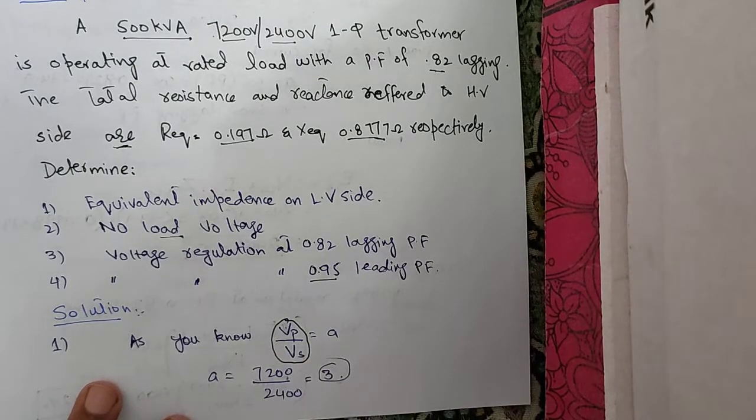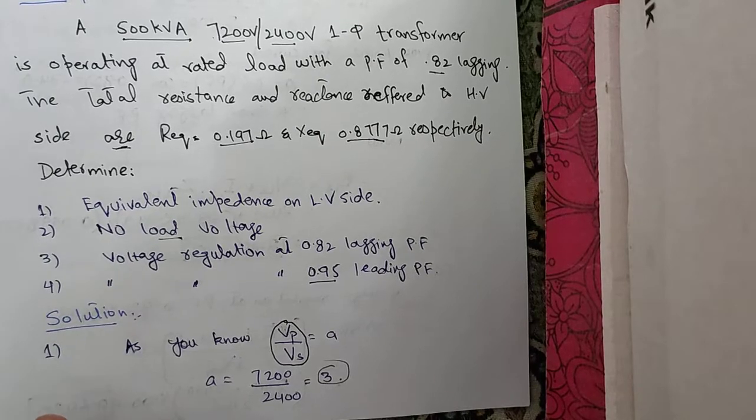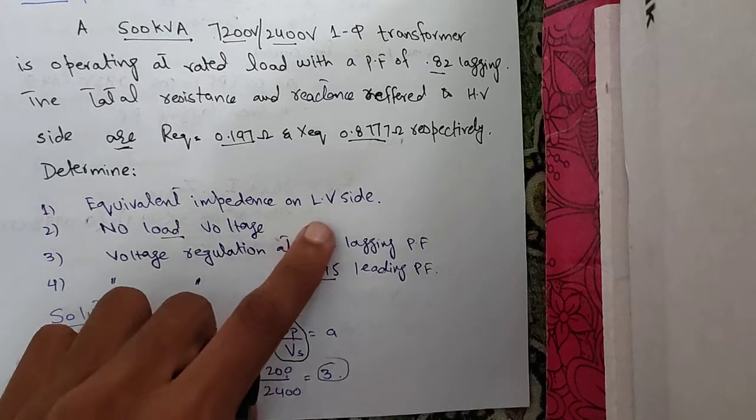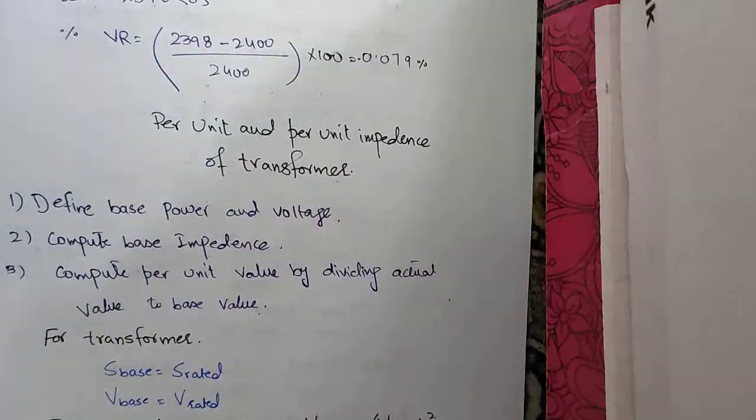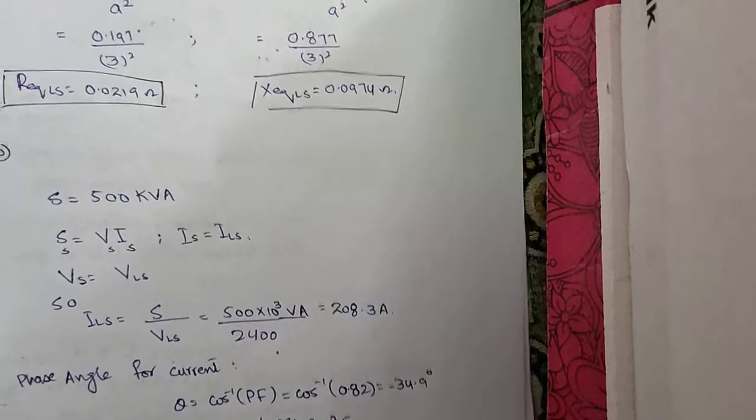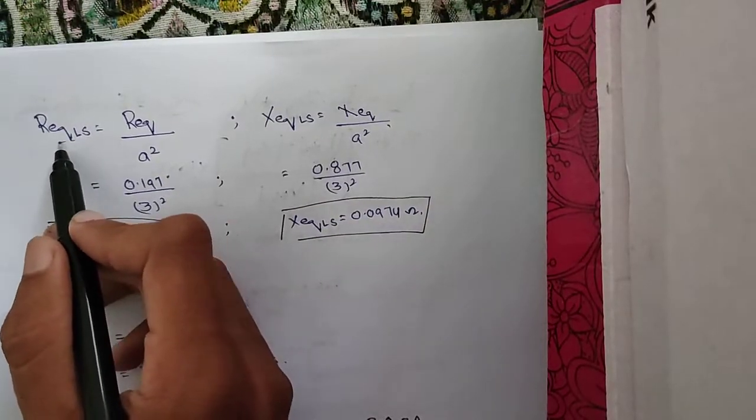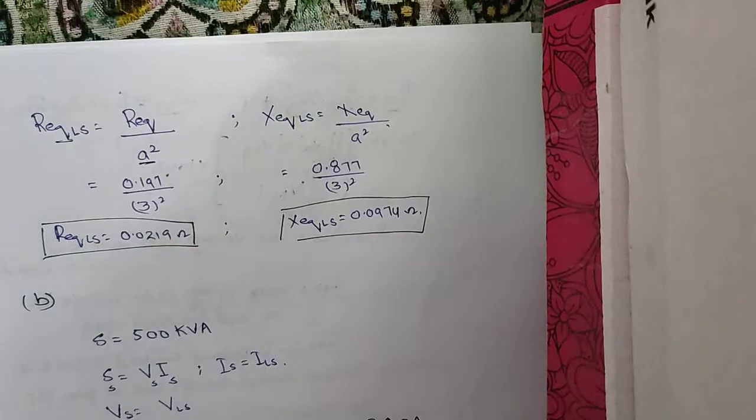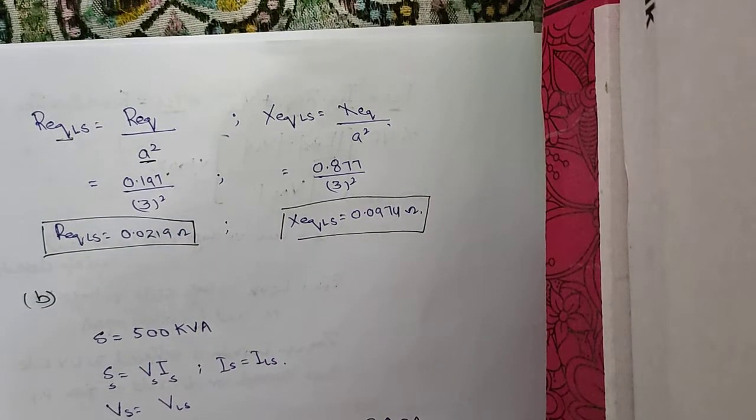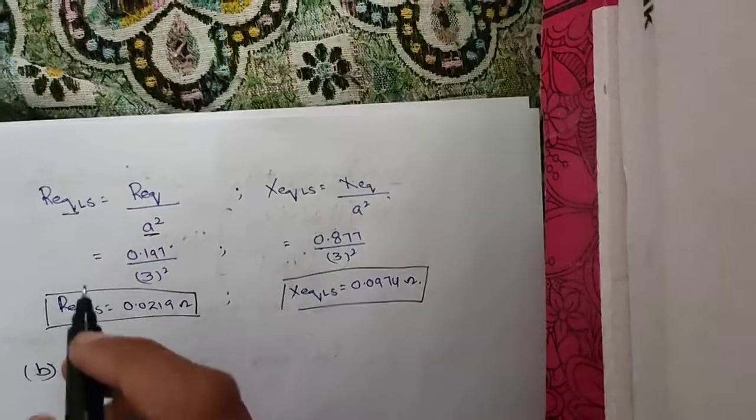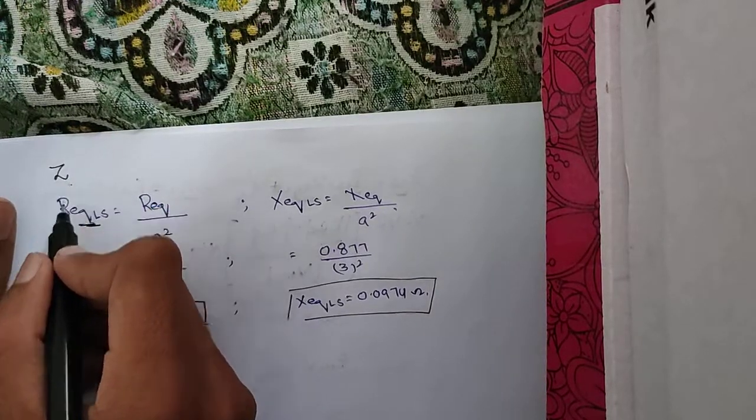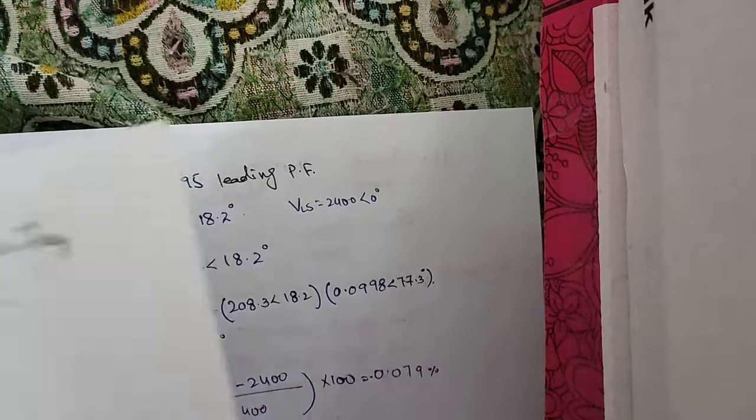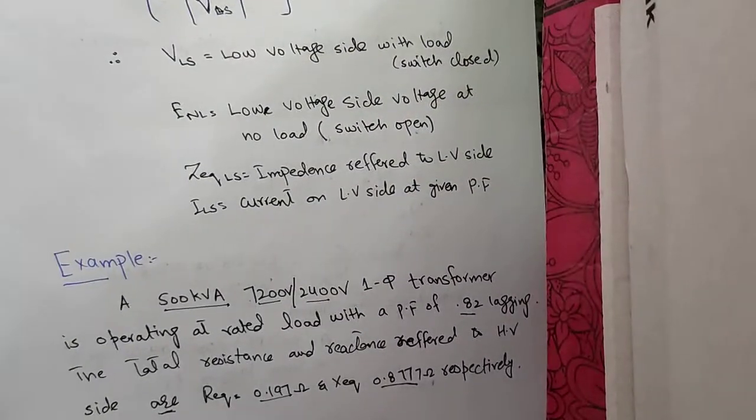Once we have got our turn ratio, we can now calculate the equivalent impedance on the low voltage side by a formula that was discussed in the previous lecture of transformer, which is given as R equivalent low side is equal to R equivalent over A square, where A square is the turn ratio. Or I can say that Z on the secondary side, I can refer it as, we have to calculate on the low voltage side.